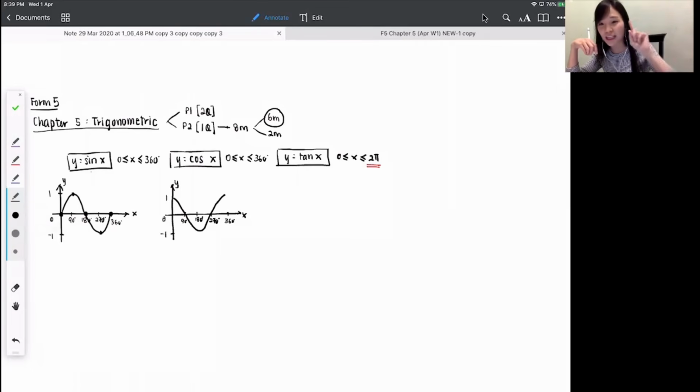Form 4, chapter 8, circular measure. Isn't it 180 degrees is pi? Isn't it 360 degrees is actually 2 pi? So they're actually the same thing, okay? It's just they put degree, you draw degree. They put radian, you put radian. So guys, now I'm going to draw you the tangent graph.